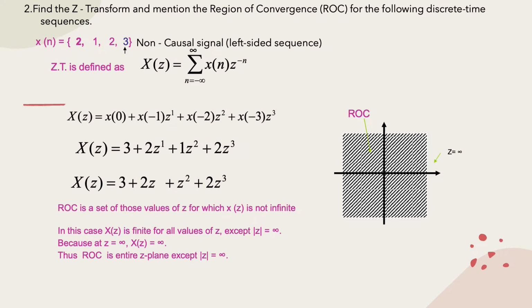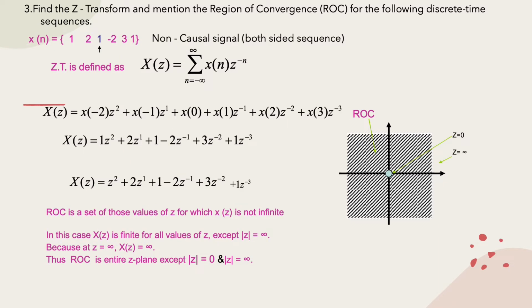So similarly, we have a second problem. It is a non-causal and left-sided sequence. The same concept we have to use. The next one, you have a both-sided sequence, causal and non-causal. The sequence is given here. Okay, now the arrow represents the origin. However many samples you have, you write them on the right side, similarly on the left side.